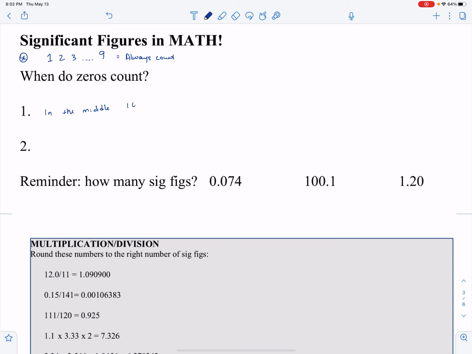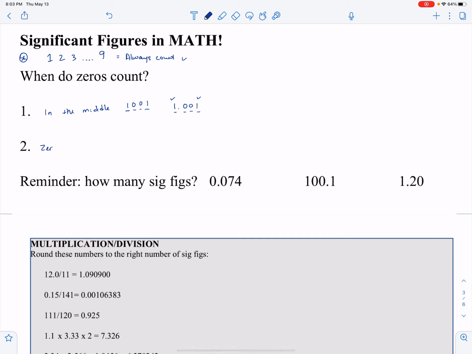Like if I have 1, 0, 1, 1, 0, 0, 1, the ones always count. That's the first thing. And when the zeros are in the middle, these zeros also count. I could also give it a decimal in there, and look, I've still got zeros that are between numbers, so they still count. The numbers count because of the top rule, and the zeros in the middle count. And there's only one other time when zeros count, but it's a two-part thought process.